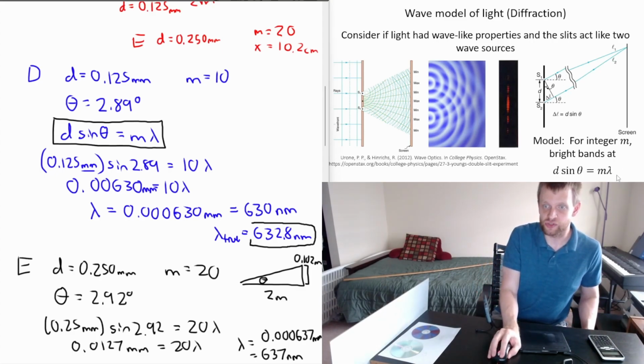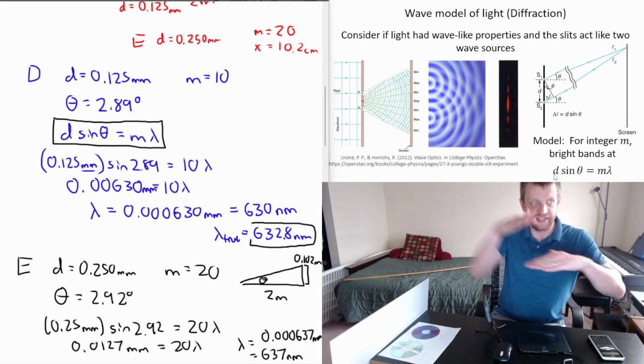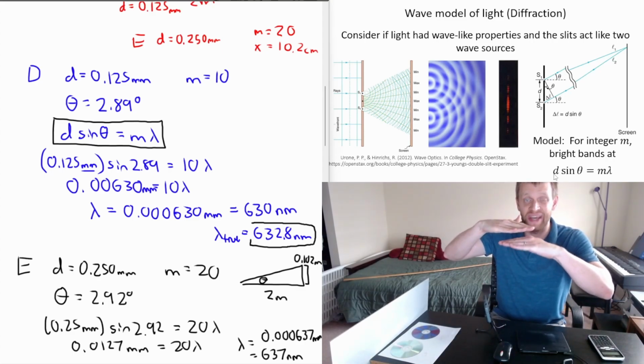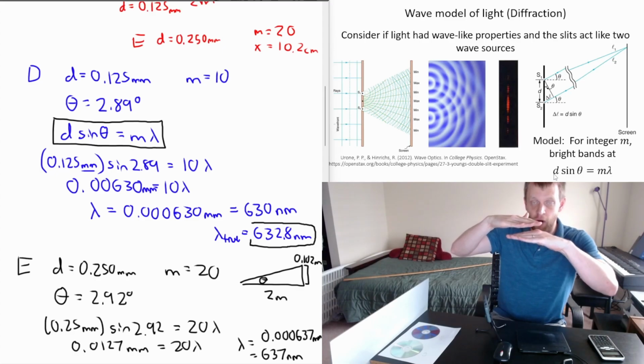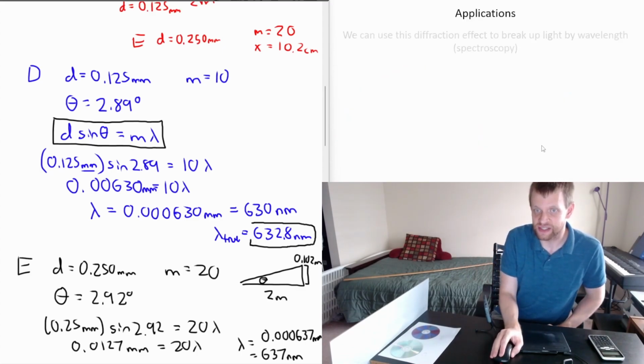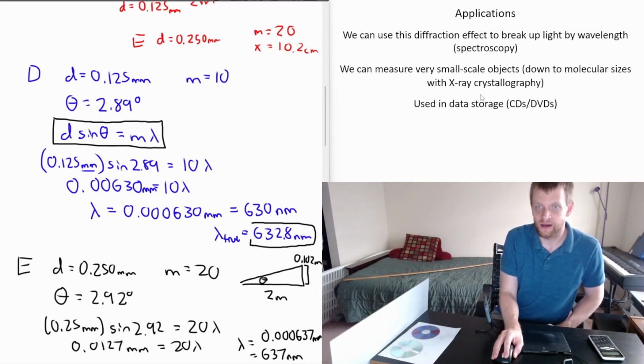And if I use very, very short wavelength light, for example, X-ray light, I can measure distances down to the atomic scale. So if I want to measure the properties of a crystal, the different layers of atoms in that crystal will act like these slit separation distances. So this is where X-ray crystallography comes in.